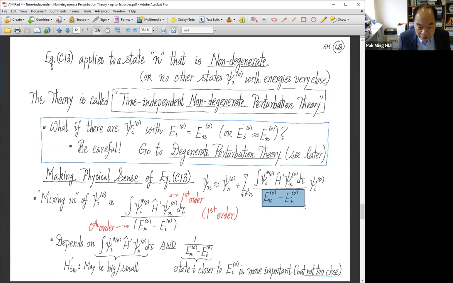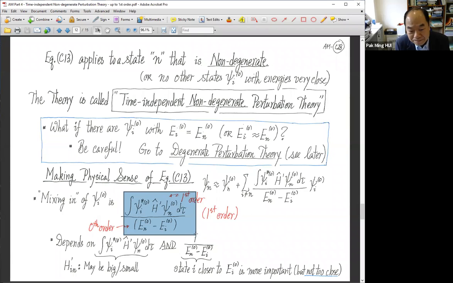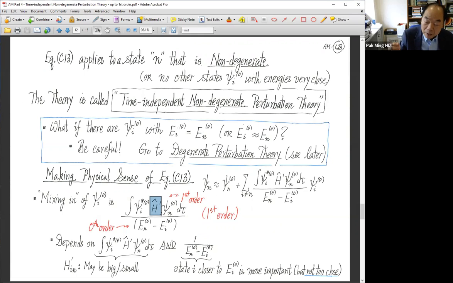Okay. And now actually we have a comparison. The comparison is between the numerator and the denominator, right? It depends on how powerful H prime can connect other state to n. This integral, this matrix element, H prime In, that is an energy. And the energy difference between these two states. It is this ratio that really matters. Okay, and it makes good physical sense.